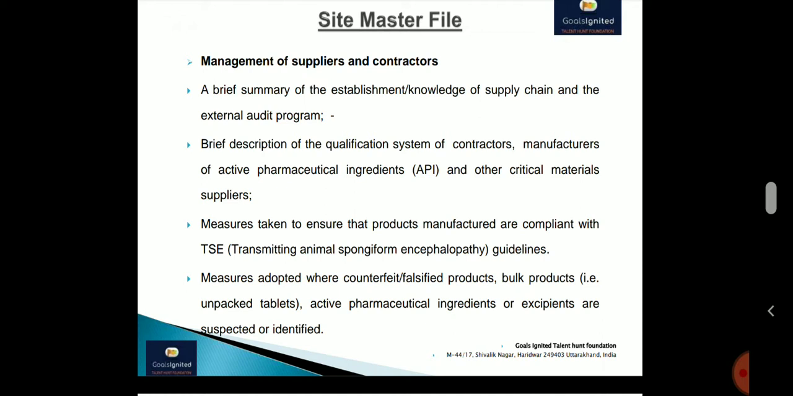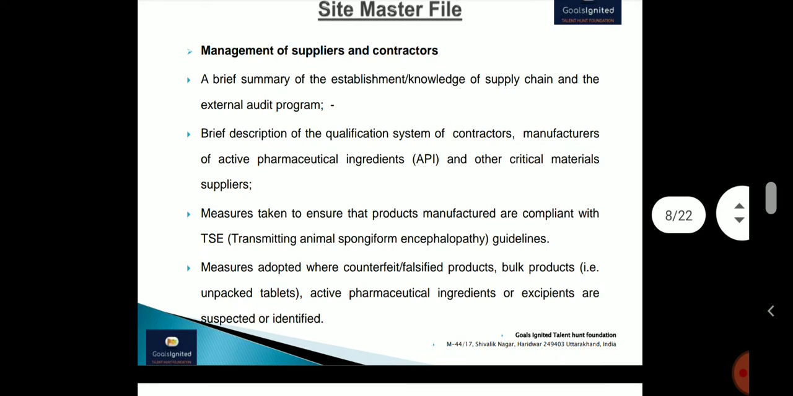So all the information needs to be incorporated in the site master, and the same is to be presented to the regulator, or to a layman and any other person who is required to know the description of the site. So all these need to be mentioned over there. What is the criteria for the vendors, how do you approve the vendors, whether you are taking the TSE or BSE certificate from them or not. So you have to add all these things briefly in the site master file.